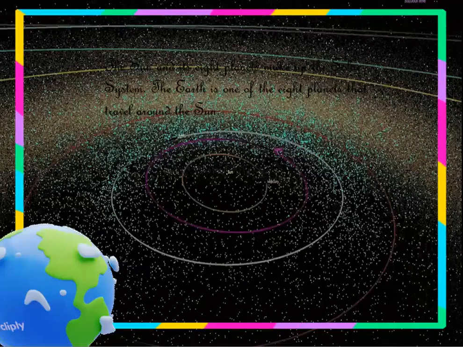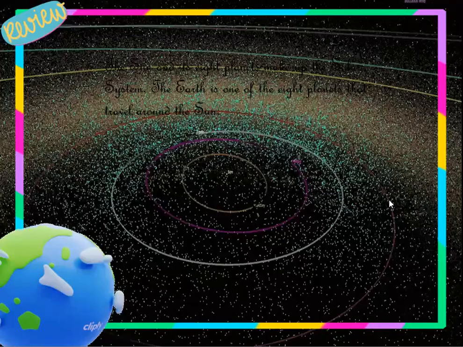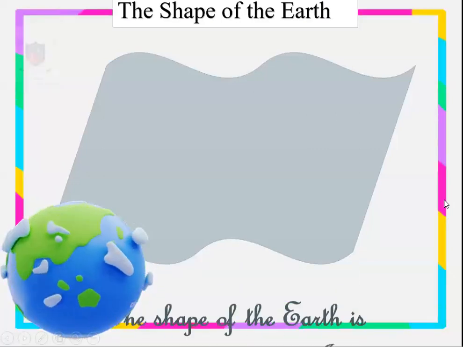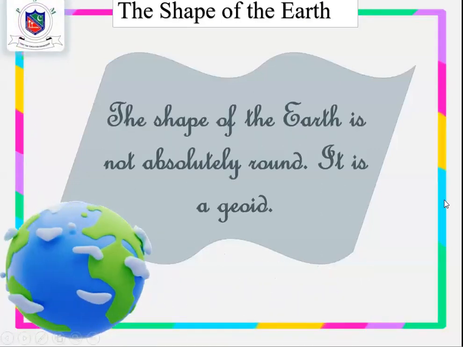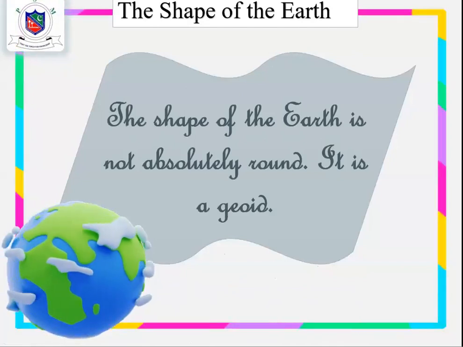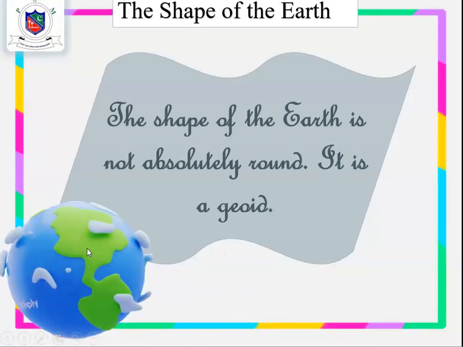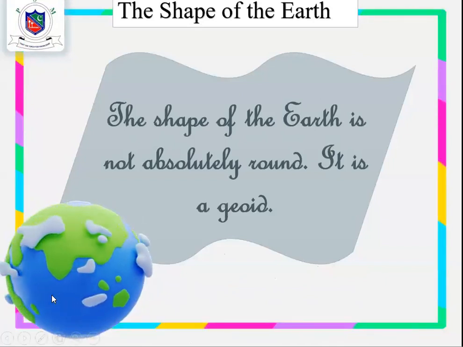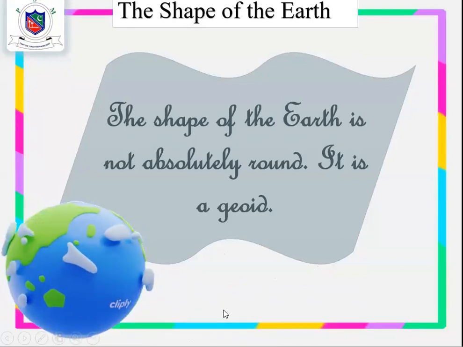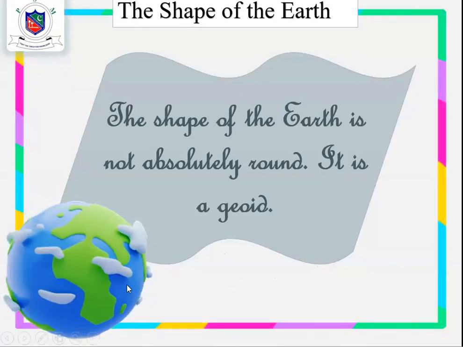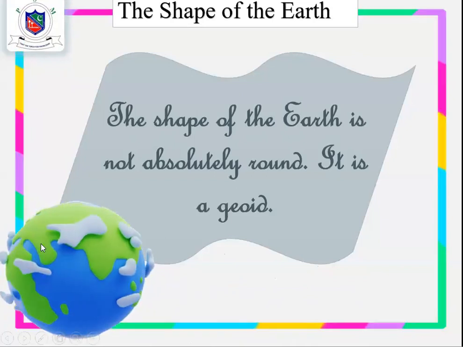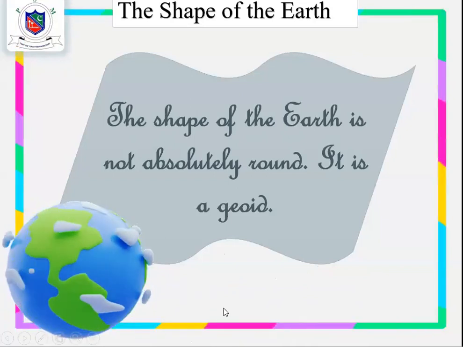The shape of the earth is not absolutely round. It is geoid in shape. That means it is round but slightly flattened at the top and the bottom. It is surrounded by a blanket of air called the atmosphere, which is made of many gases such as nitrogen, oxygen, carbon dioxide, water vapor, and dust particles.